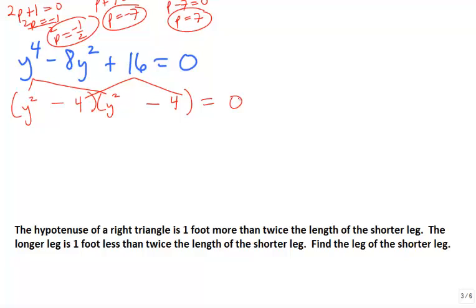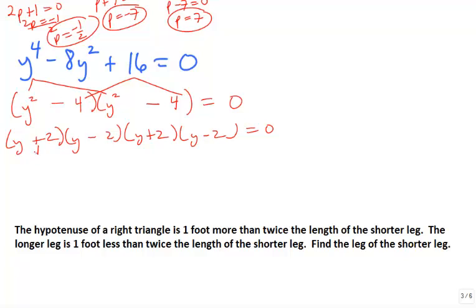Now I'm not done, because y squared minus 4, that's a square minus a square. So that's a difference of squares pattern, and I actually have it twice here. So each one of these is going to factor some more. So this is going to become a y and a y, a 2 and a 2, a plus and a minus, and likewise this one will also be a y plus 2 and a y minus 2.